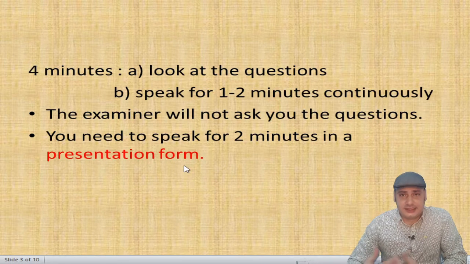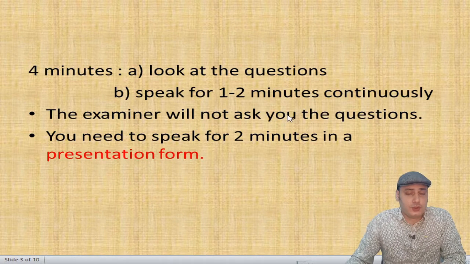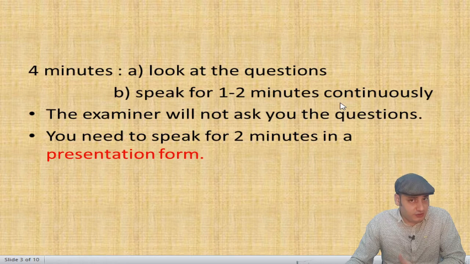Now, let's start with some general details about this section. This section is going to last up to 4 minutes, 3 to 4 minutes. You're going to look at the questions and then you're going to speak for 1 or 2 minutes continuously. It means the examiner is not going to interrupt you. The examiner is not going to ask you the questions. You have to speak alone. You need to speak for 2 minutes in a presentation form.